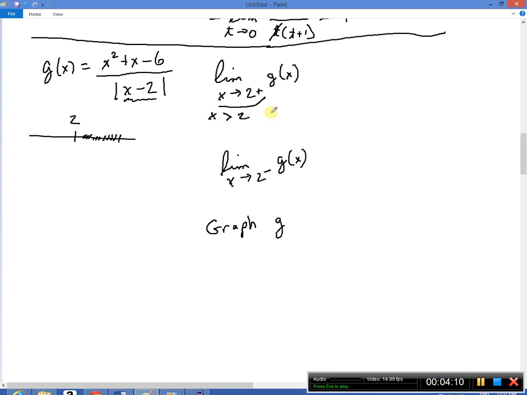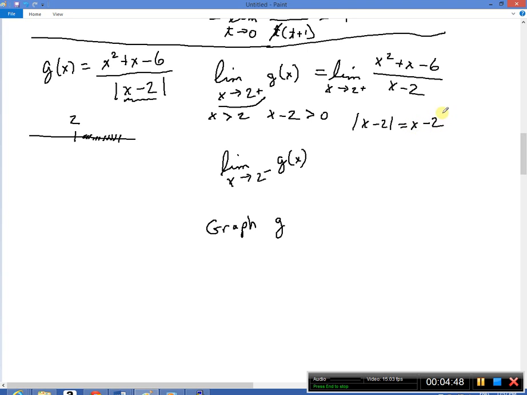So if x is bigger than 2, what can you say about x minus 2? Well, if x is bigger than 2, x minus 2 is positive. So you're taking the absolute value of x minus 2. But what does that mean if x minus 2 is positive? Absolute value doesn't do anything to positive numbers. So in this case, this limit is the same as the limit as x approaches 2 from the positive of x squared plus x minus 6 divided by x minus 2 without any absolute value, because the absolute value of x minus 2 in this case equals x minus 2. Okay, now we need to factor that expression. I'm running out of room. This is the limit as x approaches 2 from the positive, and this is going to be x minus 2 times something, I bet, x plus 3.